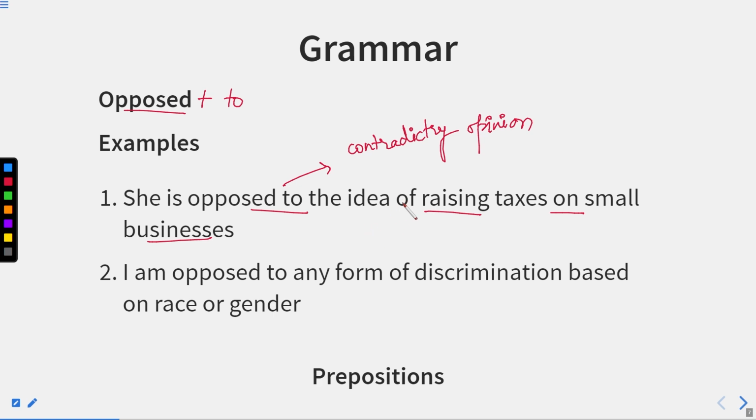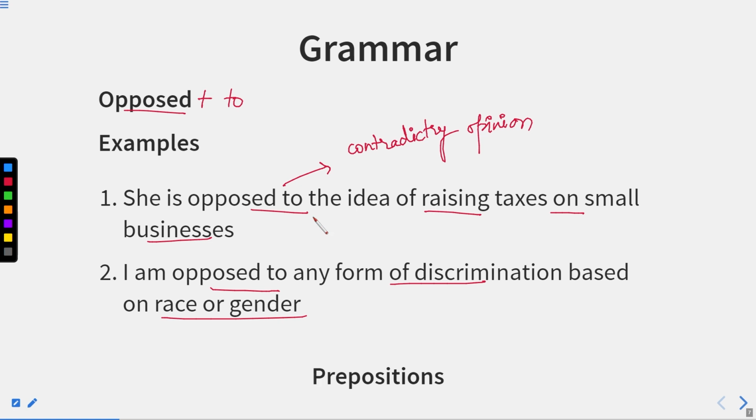We are just the opposite of that. We are just against that particular rule. So there we use the phrase opposed to. So she is opposed to the idea of raising taxes. It means she does not want the raising of these taxes on small businesses. I am opposed to any form of discrimination based on race or gender. It means I'm just against discrimination based on race or gender. So here is the use of opposed to, how we can use this phrase in our sentences.